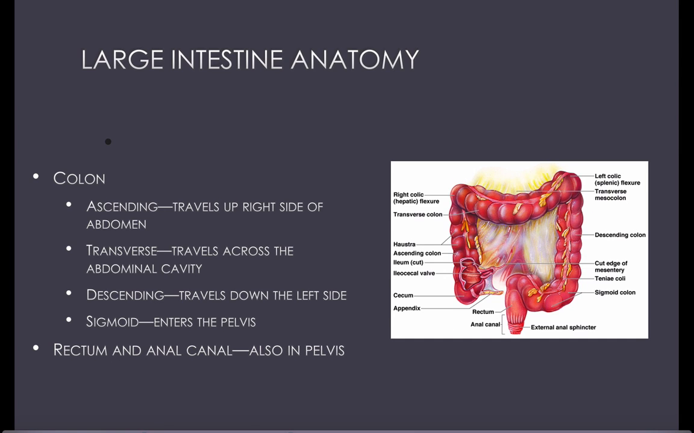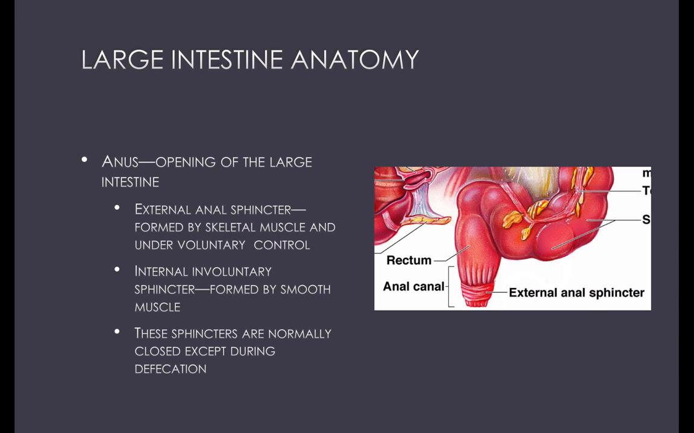All right, so then we get into the colon, and basically the colon is made up of an ascending colon, which means that it's going upwards. It's made up of the transverse colon, which after it goes ascending, then goes transversely. And then lastly, it's the descending colon, and then the last little part is the sigmoid colon, which is right here. The sigmoid colon is going to enter the pelvis. And then lastly, you have the rectum and the anal canal, which is also located in the pelvis.